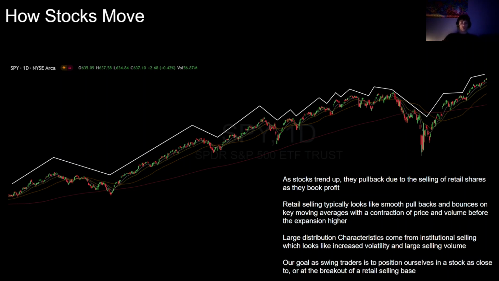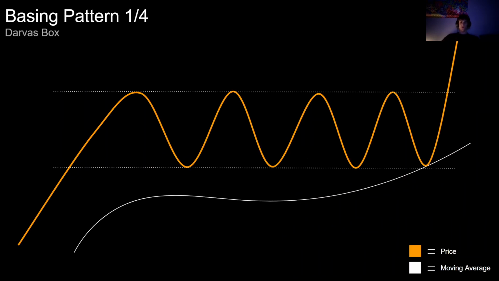So as swing traders, we're trying to position ourselves in a stock that is very strong, and it's close to a breakout level where we've seen very classic retail selling and a very clean consolidation period and a pullback into what could be the next leg up higher. So we're going to go over four main basing patterns. I don't think that you need to pay too much attention to it: a basing pattern does not need to be textbook, right? What you see on the chart does not need to look exactly like this, but we're going to go over what they look like as a whole so that you can understand exactly what we're looking for.